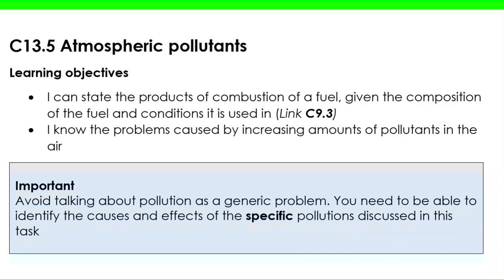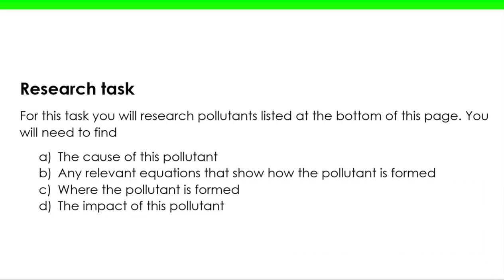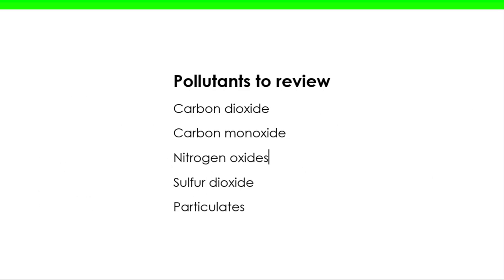So I'm going to recommend you try and draw out a mind map. And when you've done it, come back to this video. And in the mind map, have a think about what causes the different pollutants. And I'm going to tell you what the pollutants are in a second. Any relevant equations that go with them. Where the pollutant is formed and what impact the pollutant has. So 4 different pieces of information for each pollutant. The pollutants we're interested in, there are 5 of them: carbon dioxide, carbon monoxide, nitrogen oxides, sulfur dioxide, and particulates.